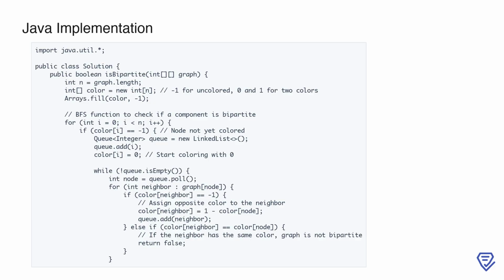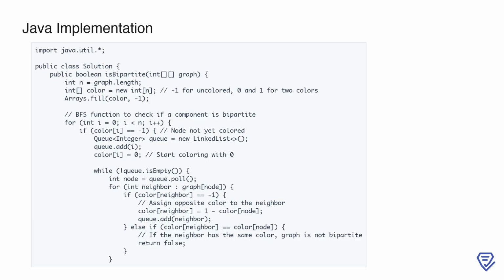Next, we loop through each node to ensure all components of the graph are checked. If a node is uncolored, we initialize a BFS process starting from that node. A queue is used to explore the graph level by level, and the starting node is assigned a color of 0. Inside the BFS loop, we dequeue a node and check all its neighbors.